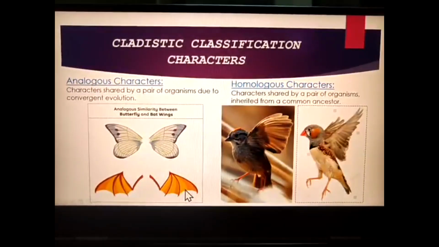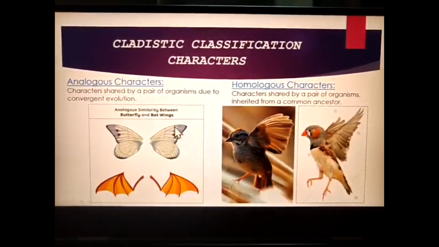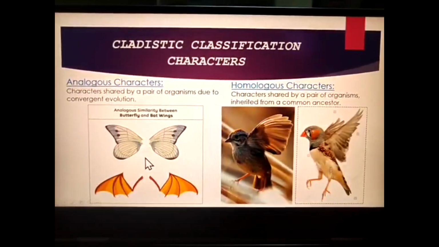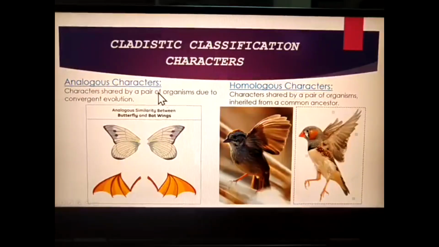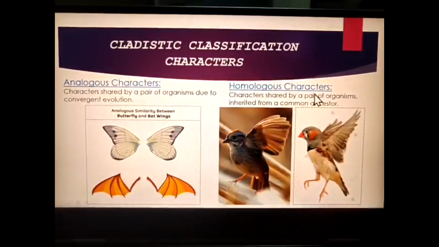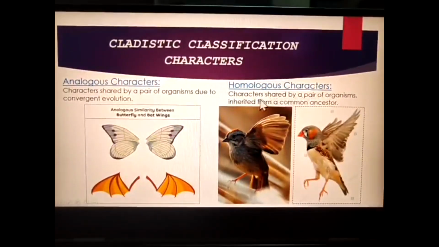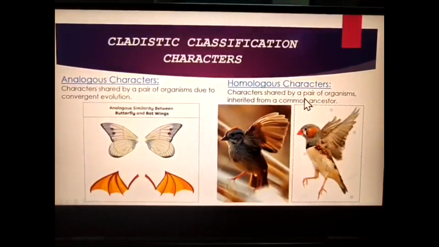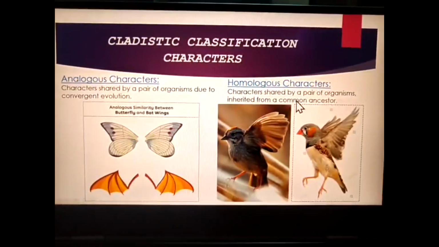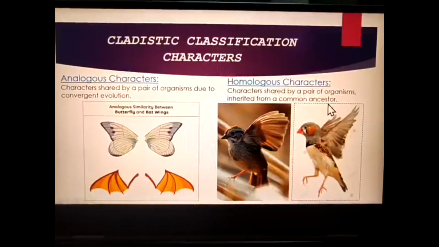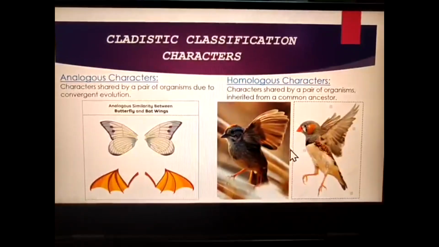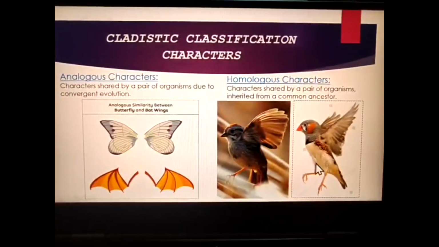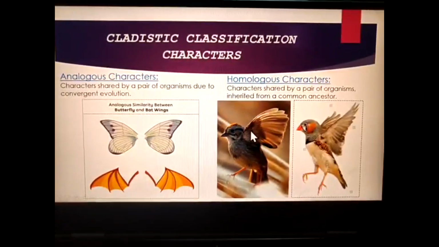This is the wing of the bat and the wing of the butterfly. These characters are commonly shared by a pair. And these are homologous characters. Homologous characters means characters shared by a pair of organisms inherited from a common ancestor. Here, the characters are shared by a pair from one ancestor.